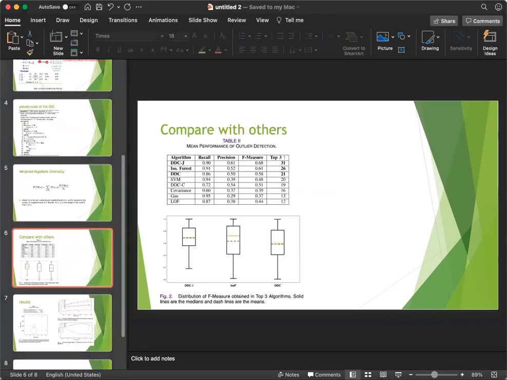When we compare with other different algorithms, we found that DDC has good performance in both discrete value test and F measure.